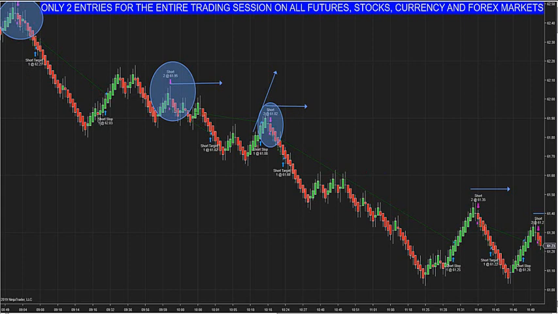Let's show you why these were trades with the templates that we put up for you. Now, this does work on all futures, stocks, currency, and forex markets. Believe it or not, we have traders that trade ETFs on it, and I have a few traders that trade OEX options on it. It can be traded on all markets, no matter what you look at. It's very universal. These templates I show you are a plug-and-play system. You put it on your NinjaTrader, and there you go.